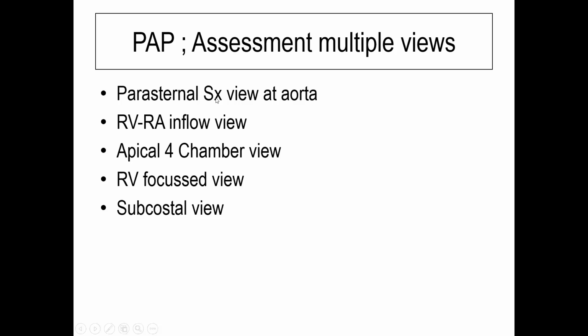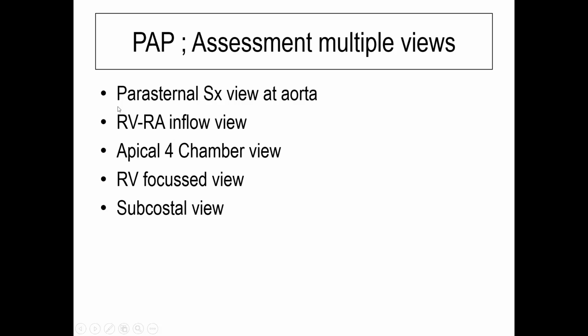Starting from the parasternal long axis view, no way, we cannot get a pulmonary TR velocity. We go to the RV RA inflow view. That's the first one. Then we go to the parasternal short axis view at the aorta. Then we go to the apical four chamber view. Then we go to the RV focused view, and finally the subcostal view.